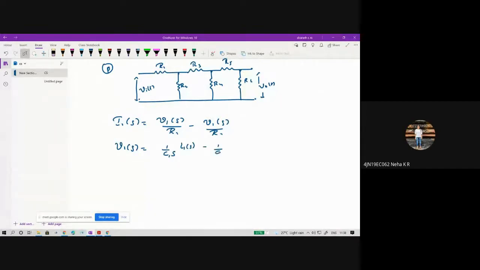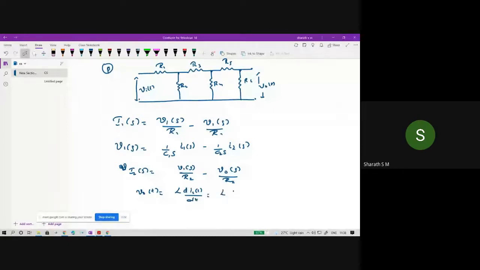What about the third equation? I2 of t is equal to V1 of t minus V0 of t divided by R2. I2 of S is equal to V1 of S minus V0 of S divided by R2. What about the last? V0 of S is equal to LS into I2 of S. Because of the inductor, here it is L into di2 by dt, so L into S into I2 of S.